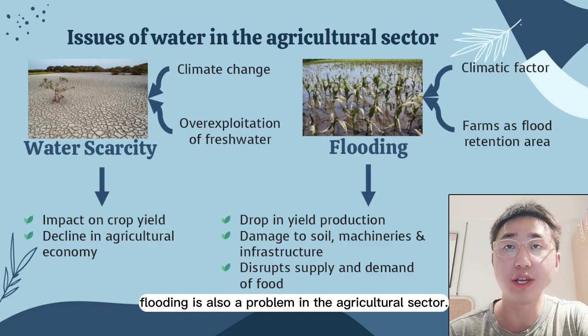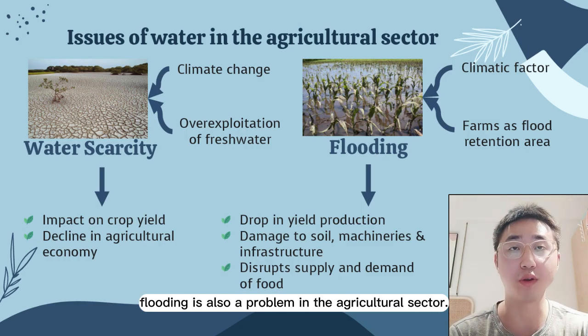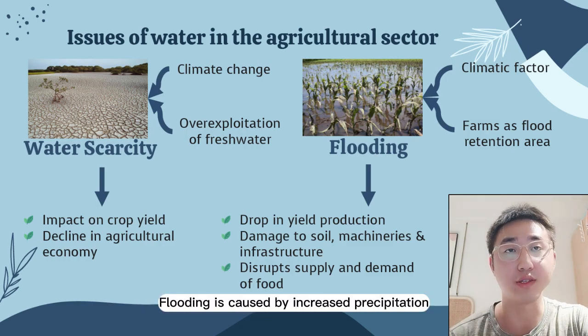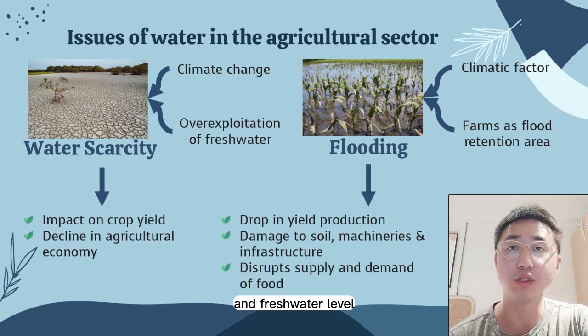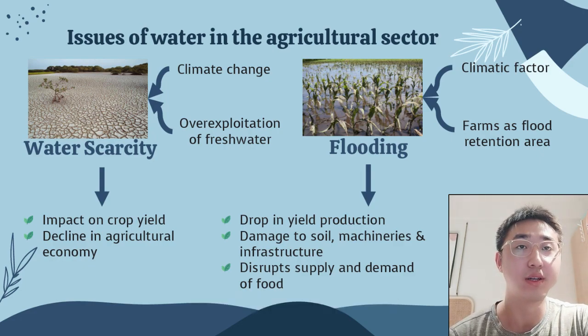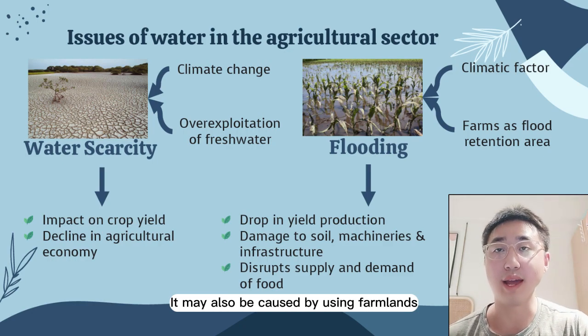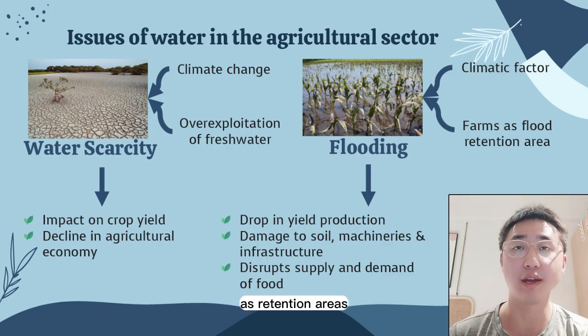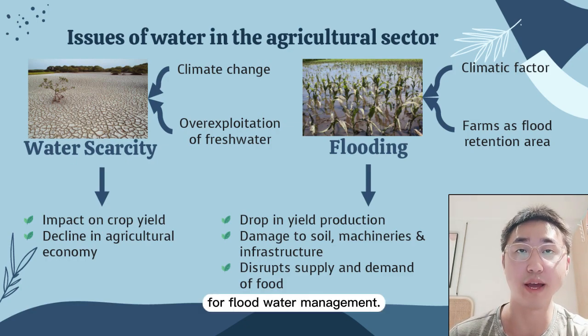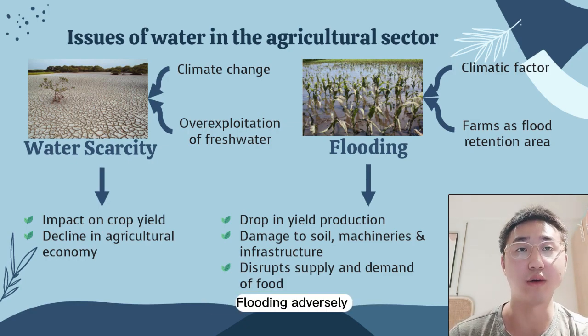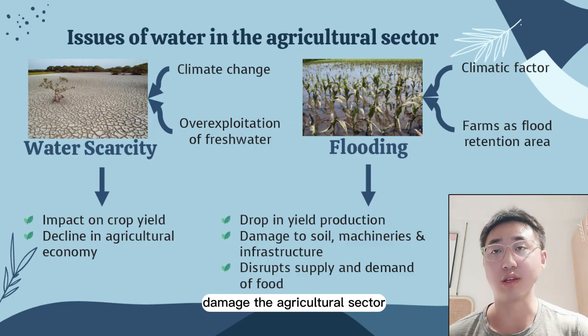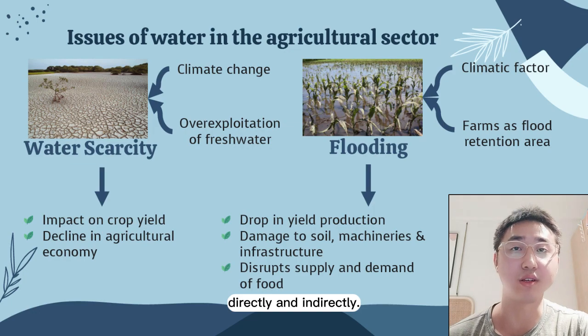Besides that, flooding is also a problem in the agriculture sector. Flooding is caused by increased precipitation and freshwater level due to seasonal or climate factors. It may also be caused by using farmland as retention area for flooding in water management. Flooding adversely damages the agriculture sector directly and indirectly.